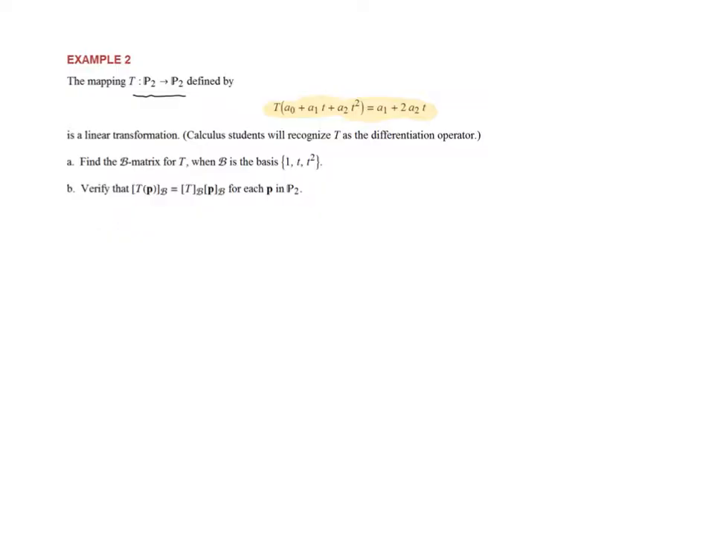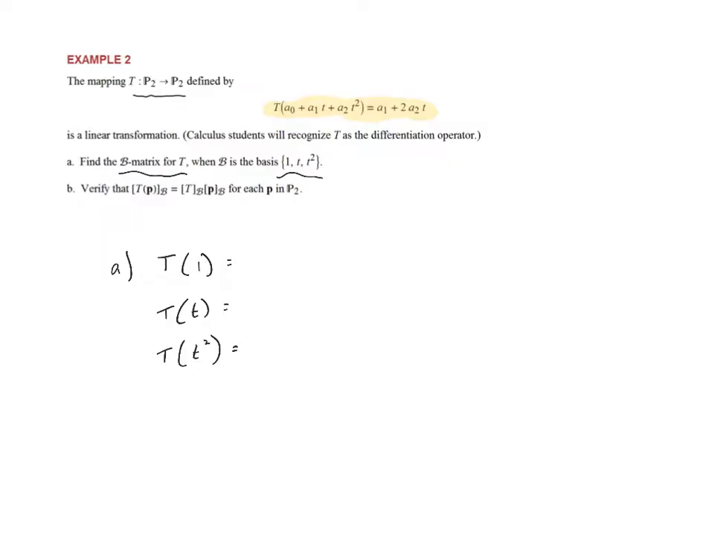For part A, it says find the B matrix for this transformation given our standard basis 1, t, t squared, and then verify that relationship is true in part B. Okay, and we'll start out with A. In A, we take each of our basis vectors, 1, t, and t squared, and we apply the transformation. We transform them.